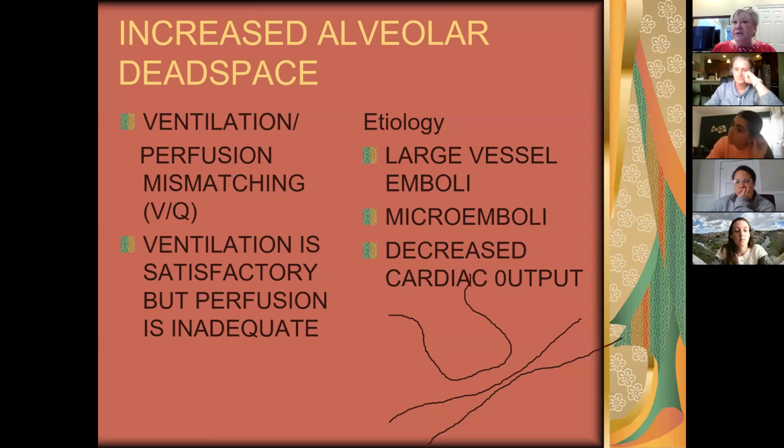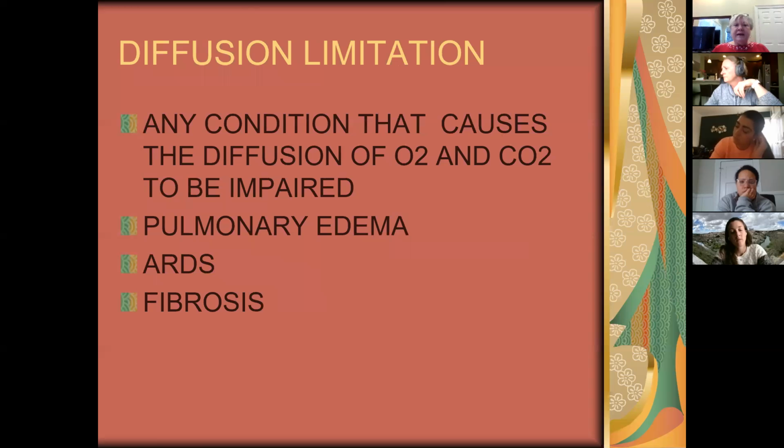Because of increased alveolar dead space. And then diffuse limitations. Any condition that causes a diffusion of the O2 and the CO2 to be impaired. Okay, so what do I mean by that?